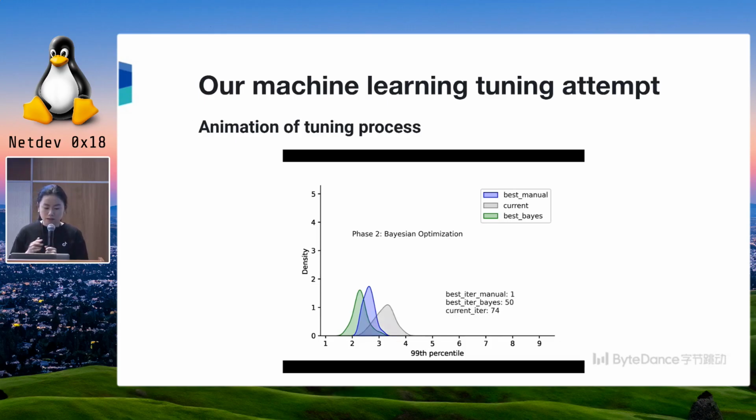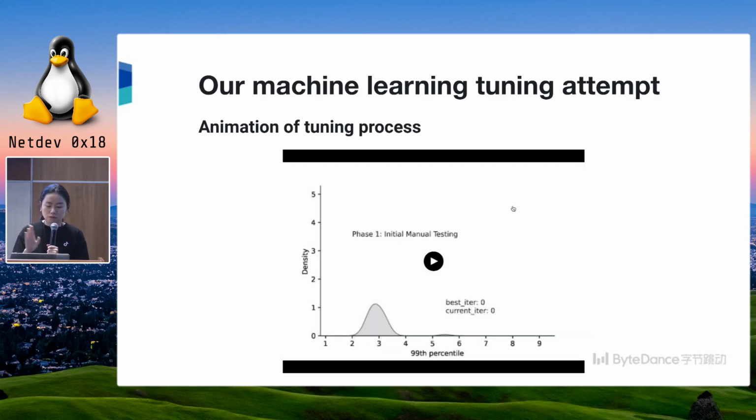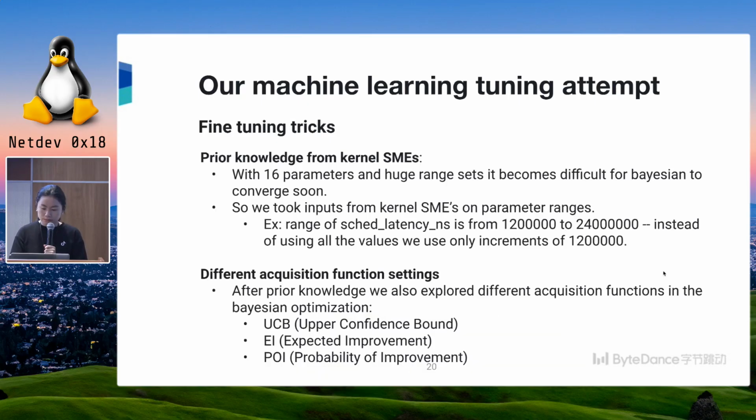So as you can see, it is doing trial and error, shifting the distribution to the left and the right. But in the end, we end up with something better, to the left of the baseline one. Okay, so that's a brief review of the results that we have.